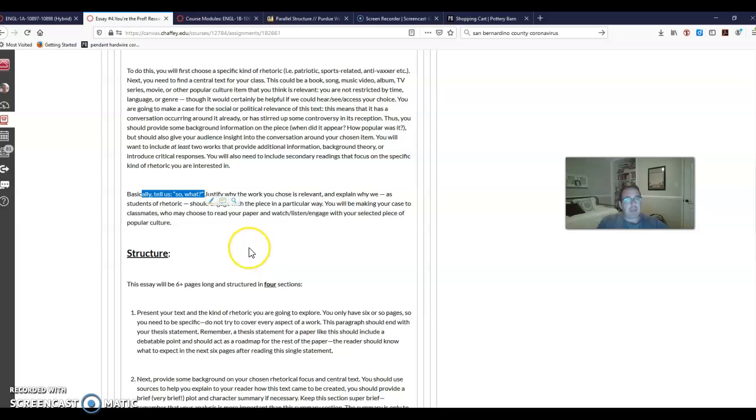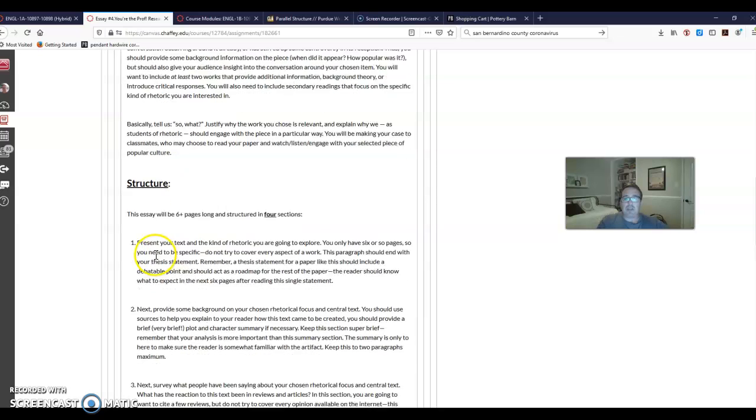What is important about this rhetoric and this text that you're putting forth for this course, right? You're justifying why the work you chose is relevant, explaining why we, as students of rhetoric, should engage with the piece in a particular way, right? So again, that's what your thesis is all about, why this is an important thing to study.